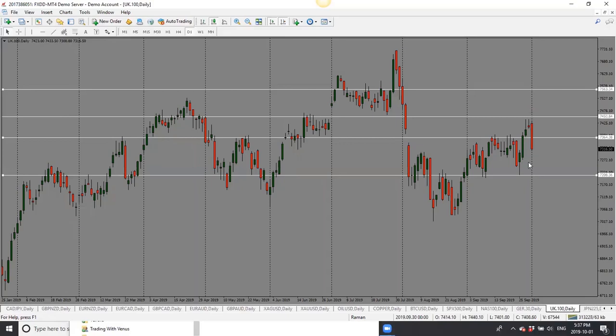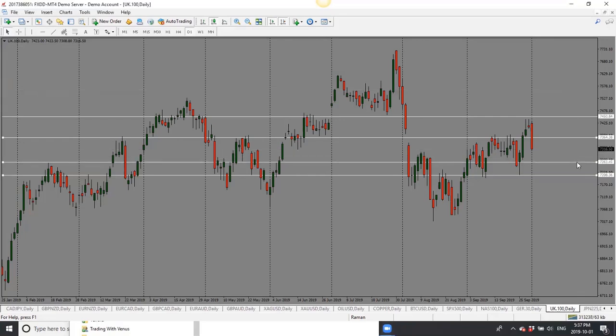Nikkei here, drop as well. Looking for a further drop. Bias is bearish. And this is what I would look for here. So bearish bias in terms of targets here. I am looking at 72.60 and then 7,200 as a target, so bearish.